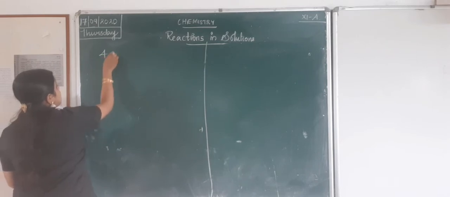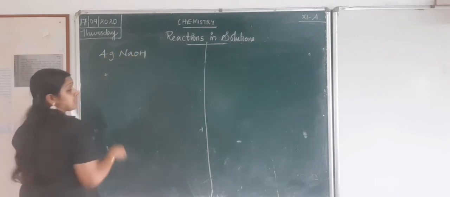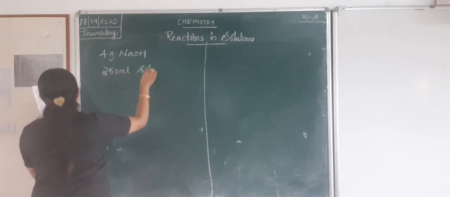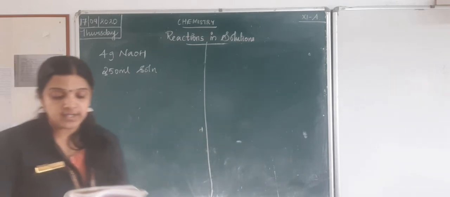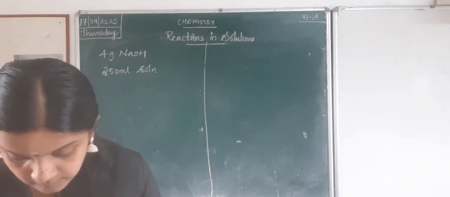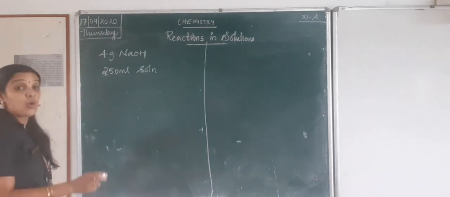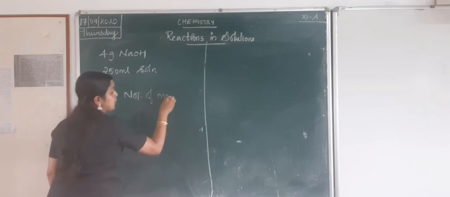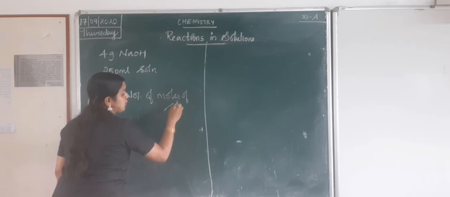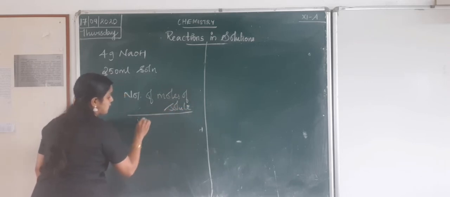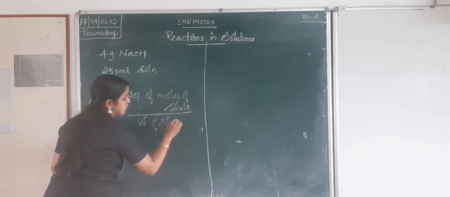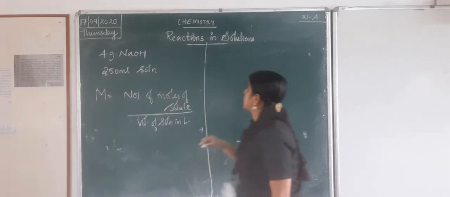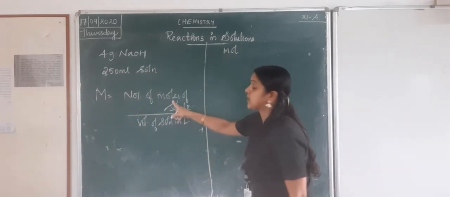They have given 4 grams of NaOH, right? And what have they given? 250 ml of solution. So what should I do now? First I need to calculate my moles, because molarity is equal to number of moles of solute dissolved in volume of solution in liters. 4 grams of NaOH is given. So I need to calculate the moles of solute.